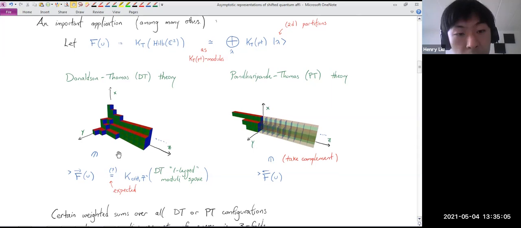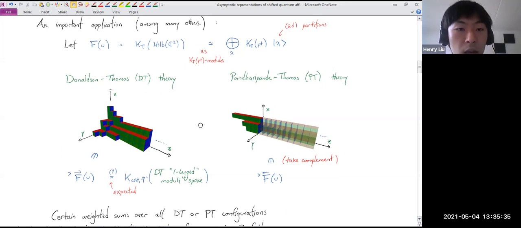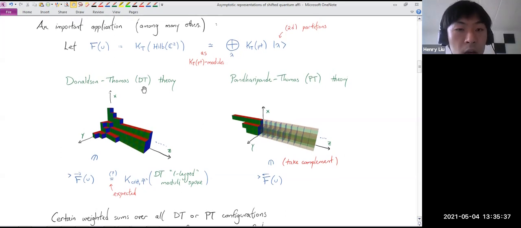And for those of you who have some familiarity with the DT moduli space, the space of infinite descending flags is expected to be the critical K theory of the one-legged DT moduli space. It's expected in the sense that it's still mildly conjectural at this point. Right. So that's essentially DT theory in a really small nutshell.